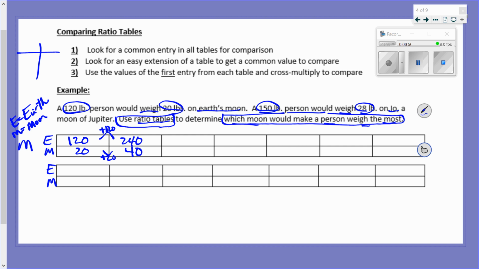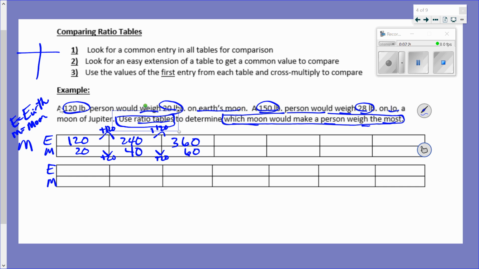Is there anyone unclear on why we're doing this? Literally, all I'm doing is taking the values from my initial entry, and I just keep adding that value to build my table. Make sense? So what am I going to do next on the top? Paul? Add 120. What am I going to do next on the bottom? Add 20. Everybody good with this?